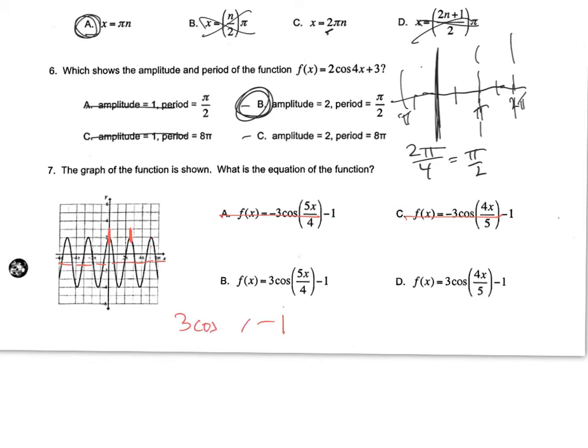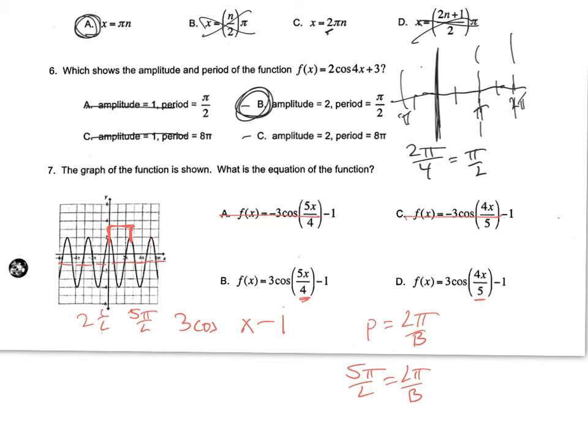So the only thing left is, is it 5 over 4, or is it 4 over 5? Well, that comes from the period. So the space from these two high to high spots is 2.5. Well, you should really call that 5 pi over 2 to make it easier. And you know the formula is period equals 2 pi over b. Well, the period is 5 pi over 2. That equals 2 pi over b.